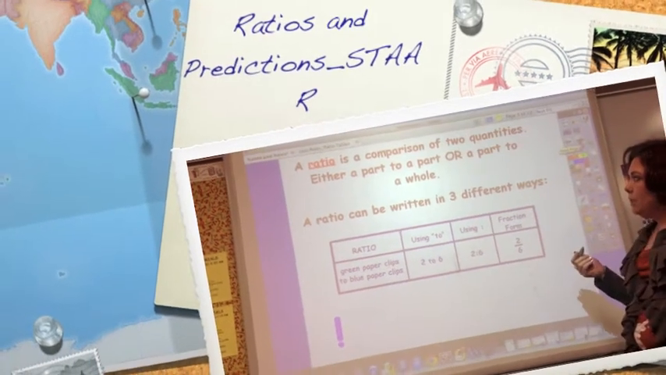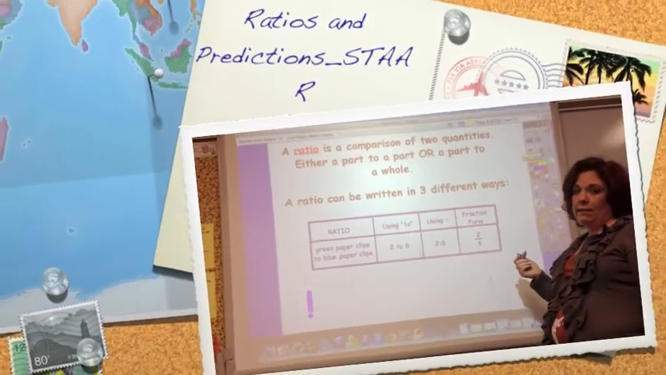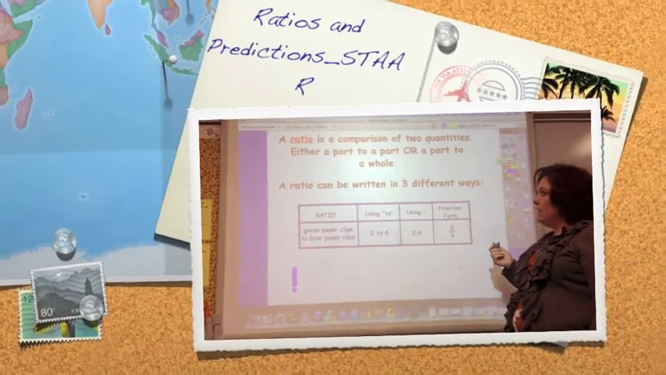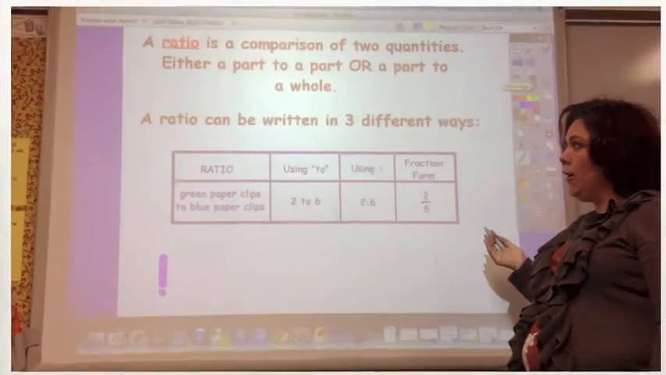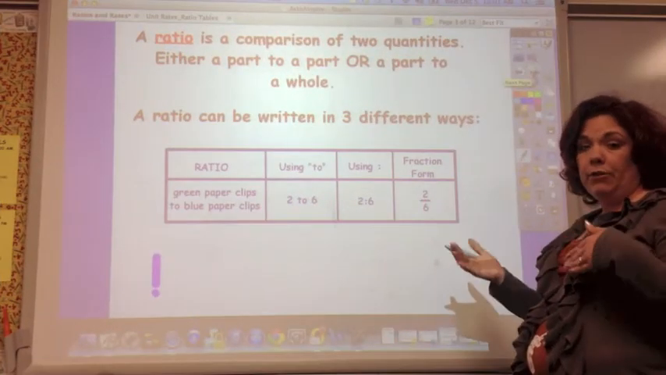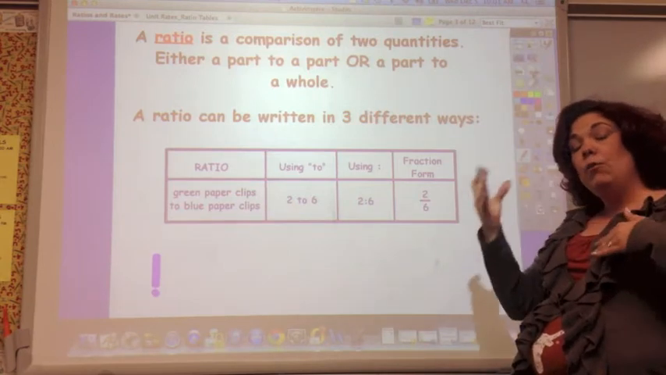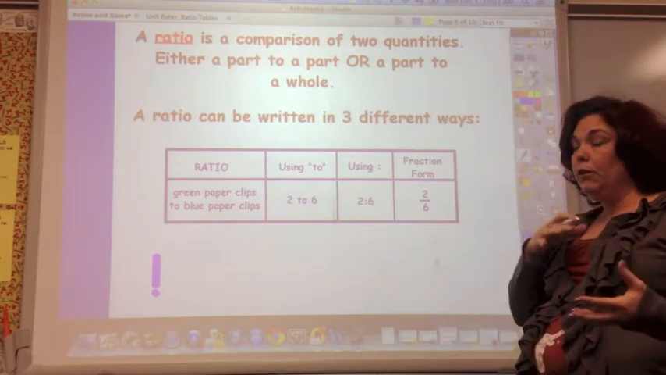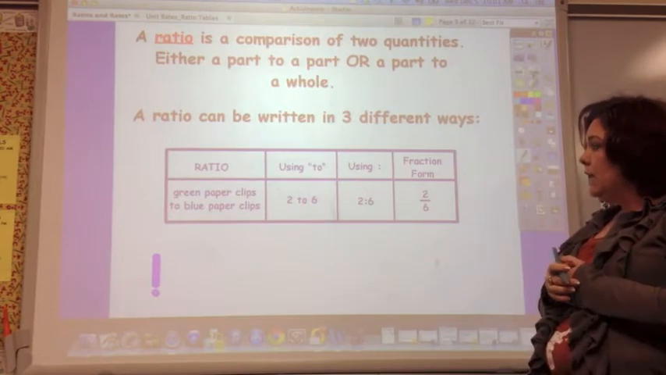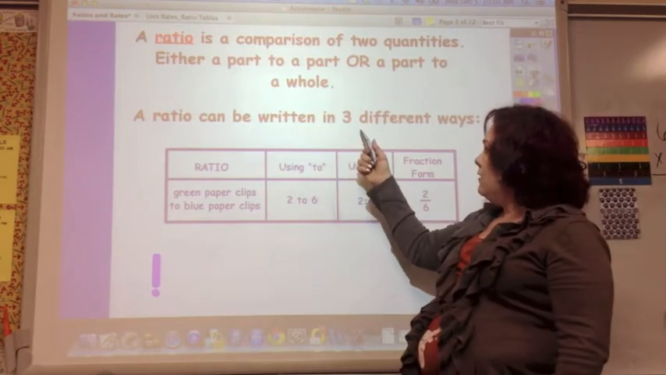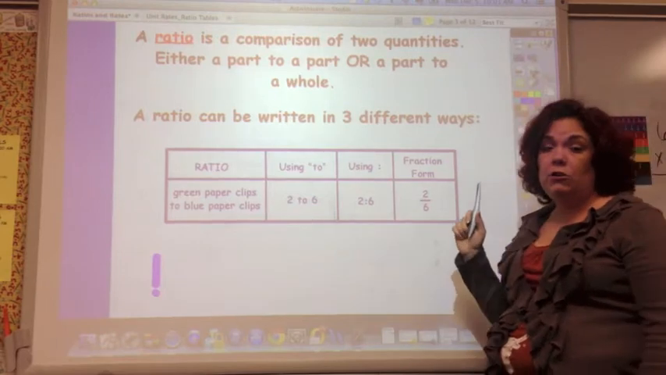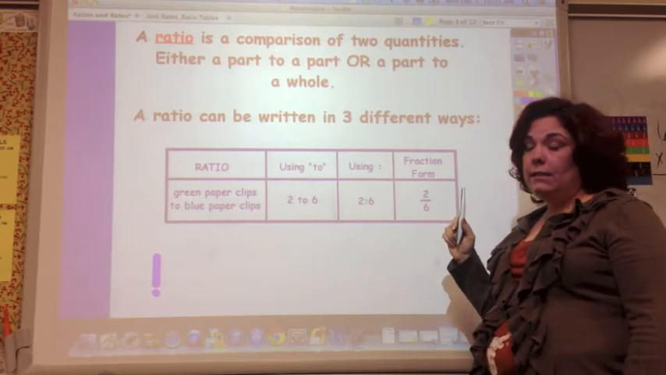So a ratio is a comparison of two quantities. And it's either a part to a part, like green to blue, or a part to a whole, like green to all the paper clips, or blue to all the paper clips. And a ratio can be written in 3 different ways. And you need to pause there and write this down.